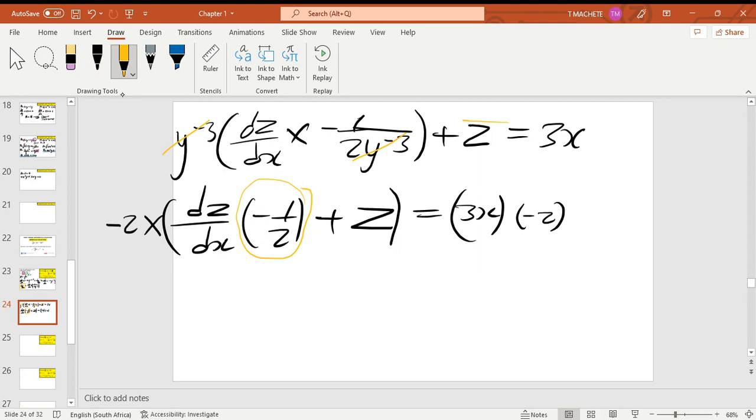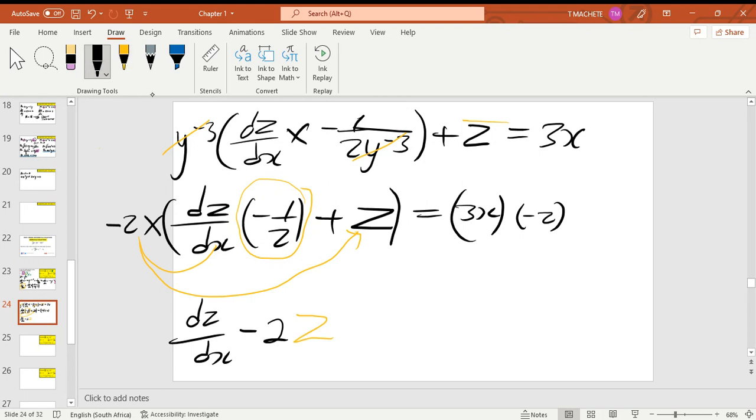You multiply by minus 2 on both sides. So the minus 2 here multiplies this and then it also multiplies the z. So you're going to get dz over dx times minus 2. Let me write z with a different color. Multiply by z equals minus 6x.